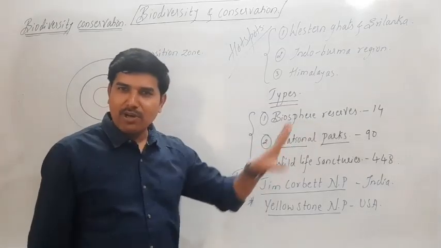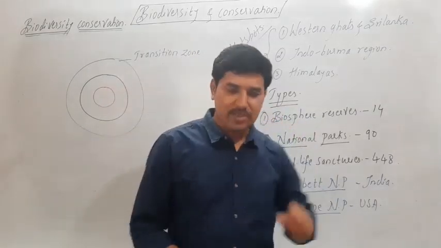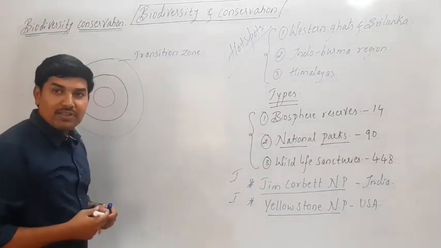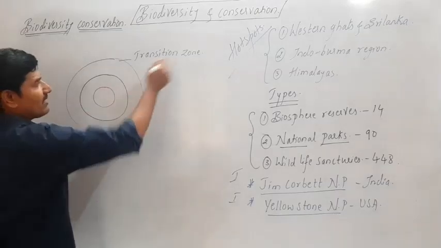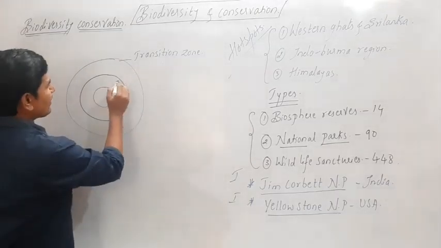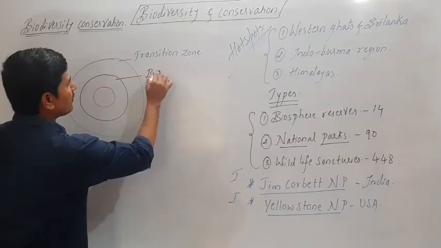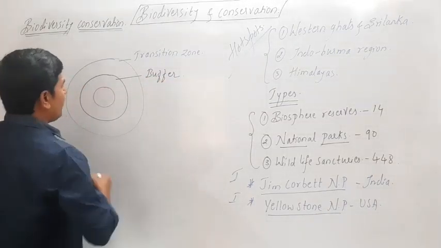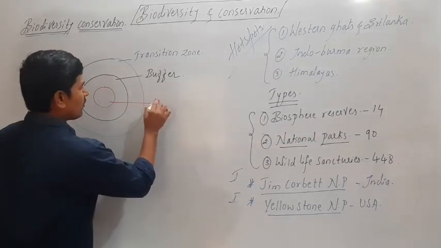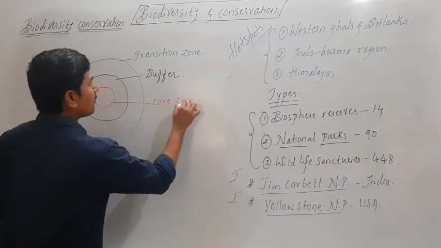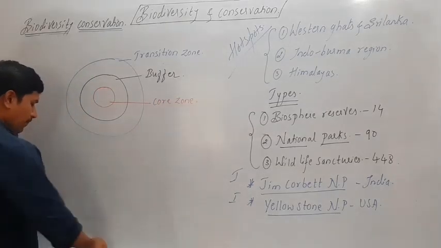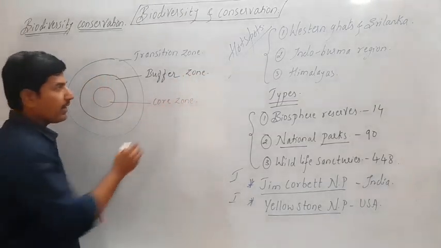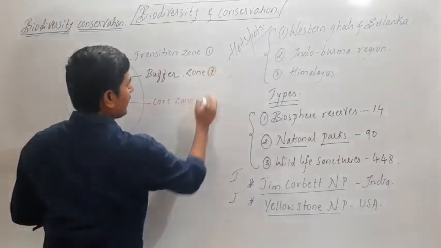Now, in a national park or a biosphere reserve, we make certain zones. What are these zones? The outer part of this forest land is called the transition zone. Then the next zone is called the buffer zone. And the central part of the national park is called the core zone. So transition zone, buffer zone, and core zone. These are the three zones.